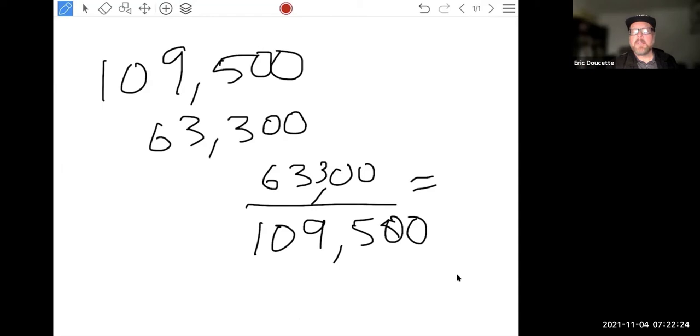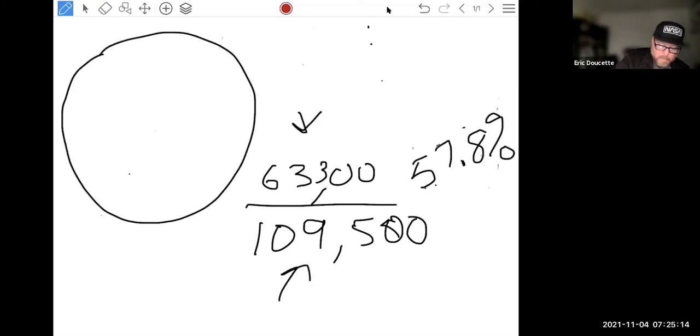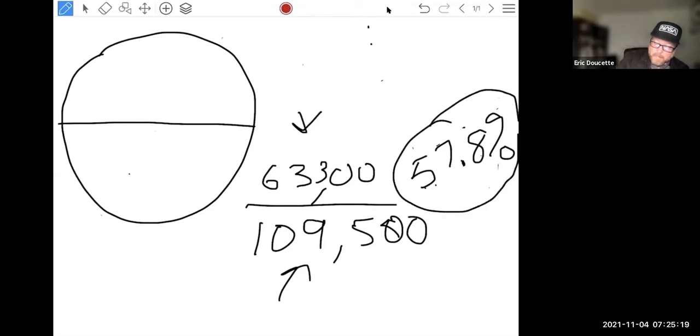So 63,300 divided by 109,500 equals 0.578 or 57.8%. What to do in this case? I know I just did the math here, but this is not your answer. This is only the net price complement. So in order to find the answer to the problem, which is asking what the discount amount is, that's not this amount. That's the net price amount of the discount.